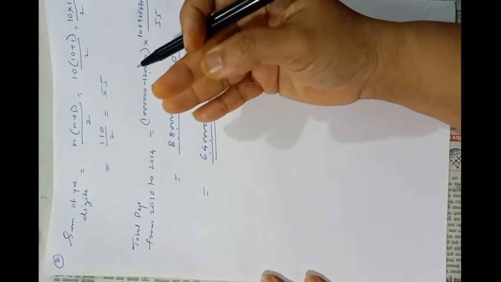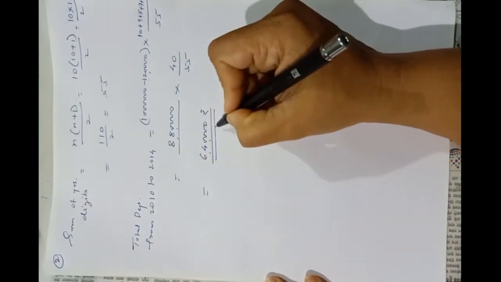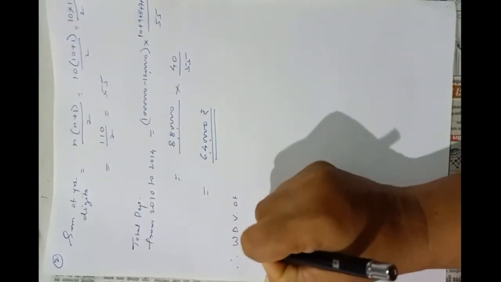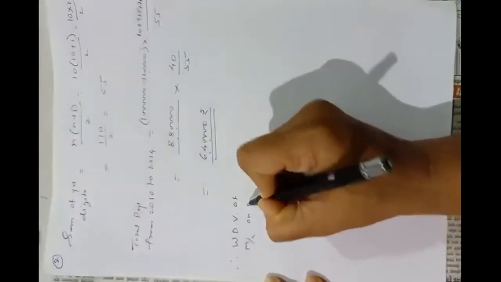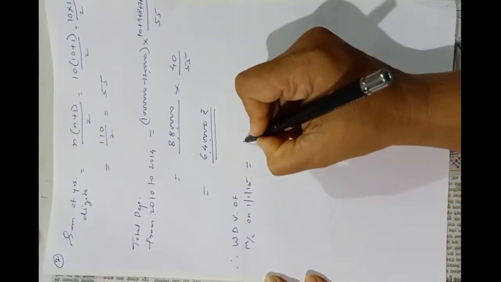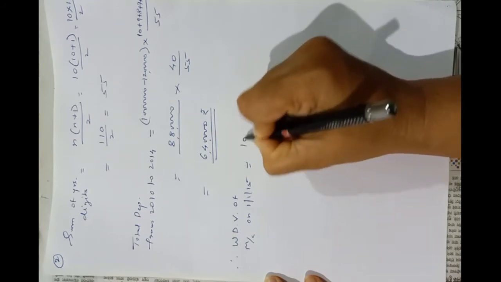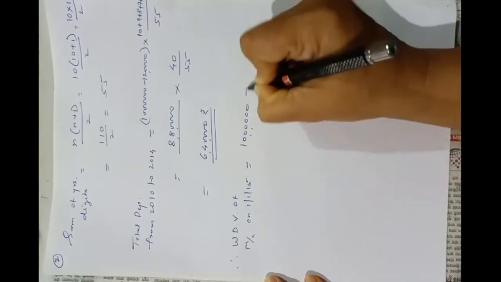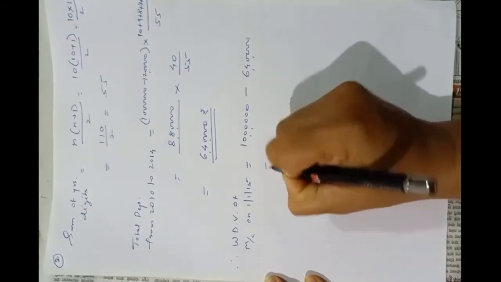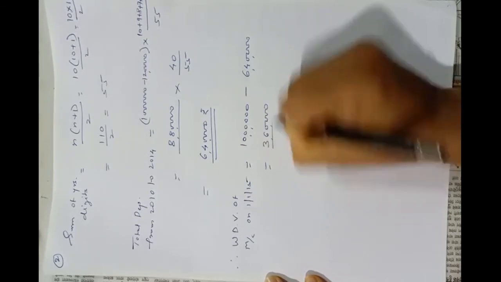10, 11, 12, 13 and 14, 5 years. First 5 years total depreciation is 6,40,000. Okay, therefore written down value of machine on 1st January 2015 will be original value, that is cost of machine 10 lakhs minus total depreciation 6,40,000 already deducted. So on 1st January 15 written down value will be 3,60,000.